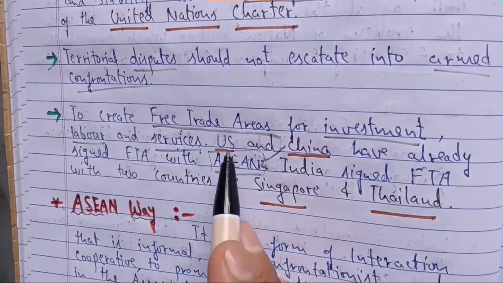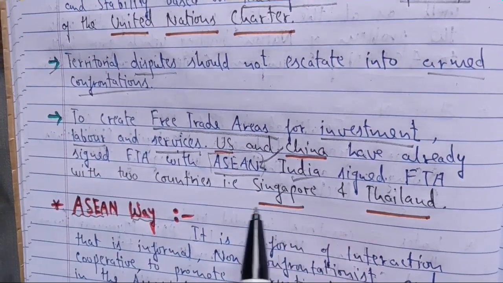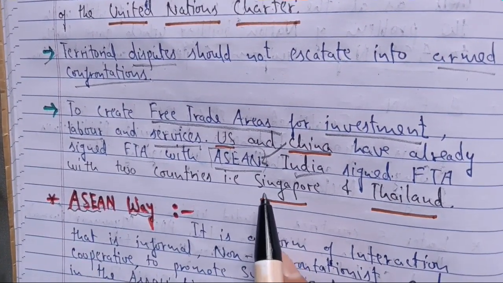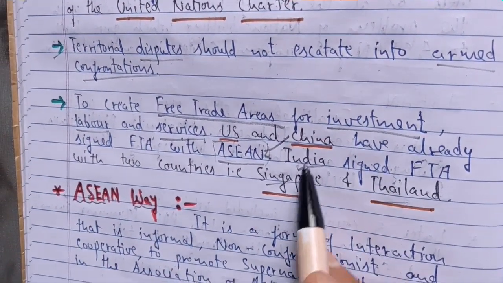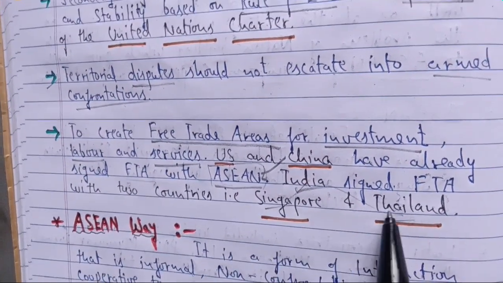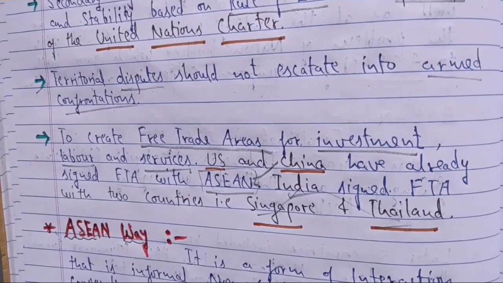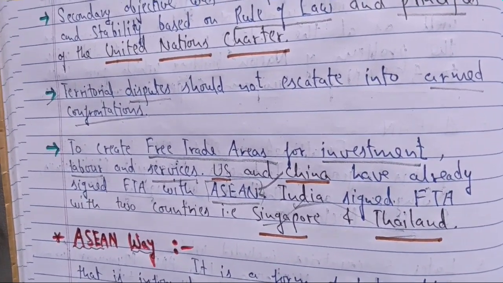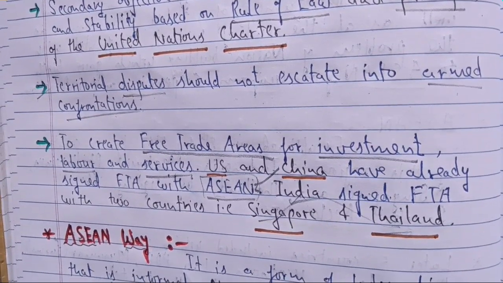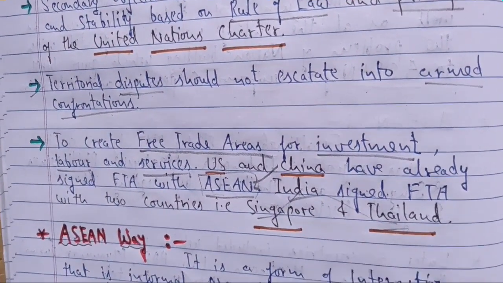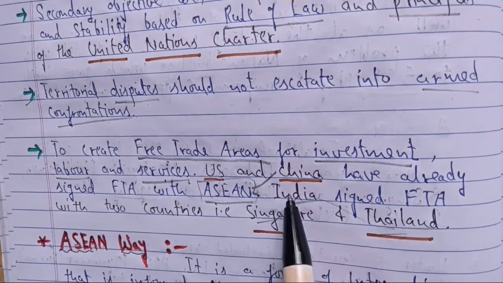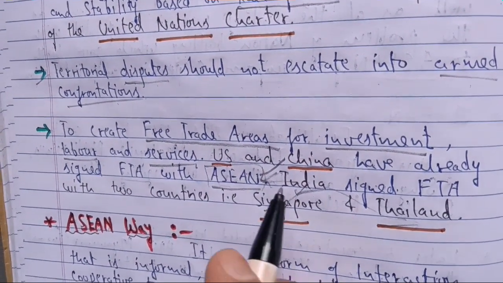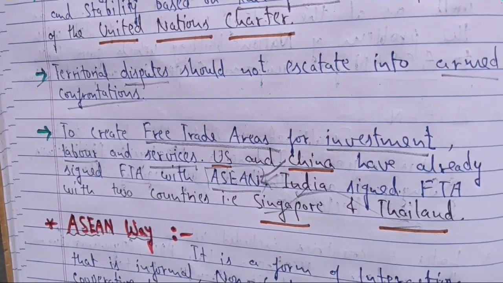In the same way, after the US and China, India has also signed an FTA with these Southeast Asian nations, but with only two places, Singapore and Thailand. India has signed this FTA with only Singapore and Thailand, where India has invested in different industries of its private sector for its economic growth. But along with that, India in future is also looking to sign this FTA with the whole of ASEAN. Whole of ASEAN means all the 10 countries of ASEAN, with whom India wants to sign this free trade area.